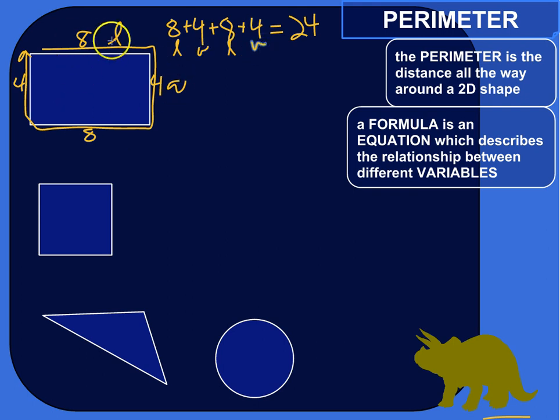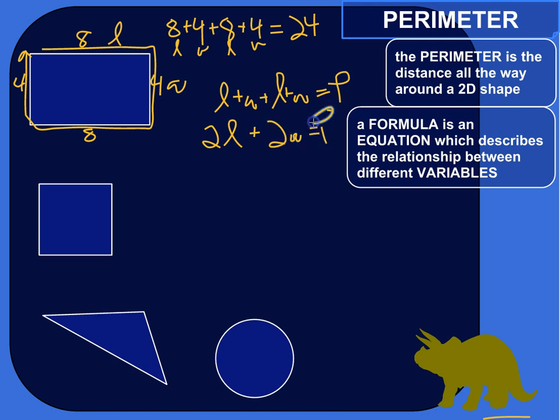So if we don't know these actual measurements and we just wanted to write this with variables instead of the actual lengths and widths, we could just rewrite what we did with length plus width plus length plus width is equal to the perimeter. And then we can clean this up a little bit to make it look nice. Instead of length plus width plus length plus width, we would call that 2 times the length plus twice the width is equal to the perimeter. So there we go. That's a nice clean formula. We can use that on any rectangle now.